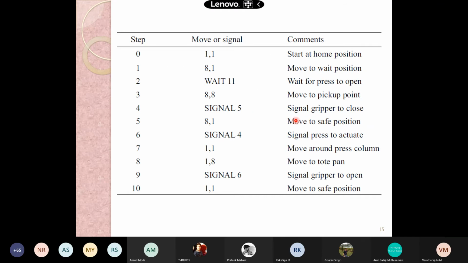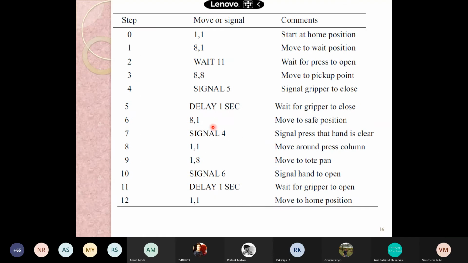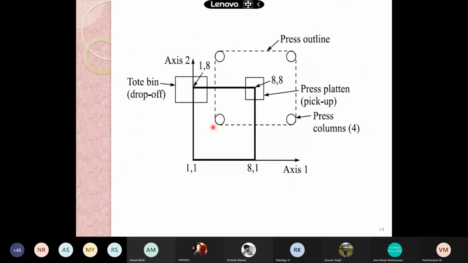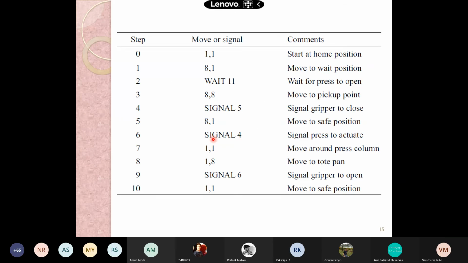When we are at 8-8, the gripper has to close to pick the material, and then it has to be moved to 8-1. Sorry, 1-8, or we can take this path: 8-1, 1-1, and 1-8. Here 8-1 moves to a safe position, then signal 4.